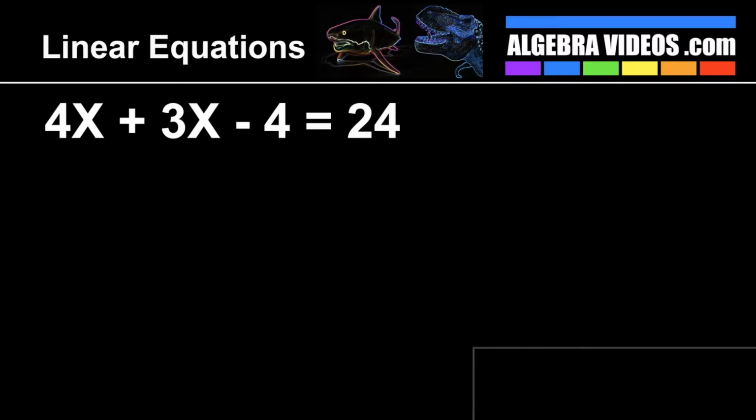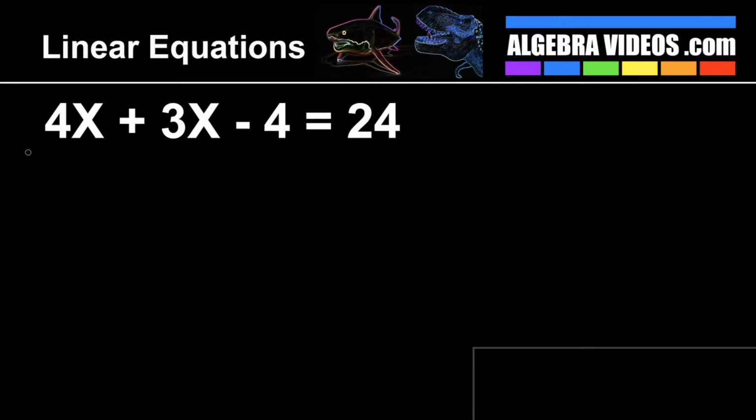Okay, 4x plus 3x minus 4 equals 24. So how do we solve a problem like this? Well, we want to get x by itself on one side of the equation. So ultimately, that's what we're trying to do. We're going to just move numbers around until we have x by itself on one side.